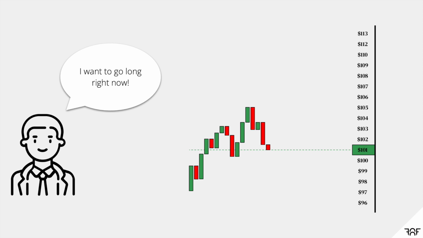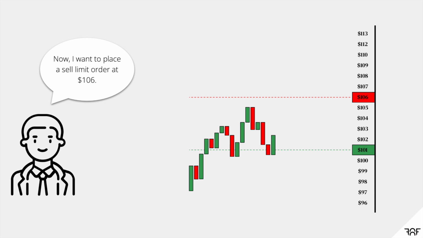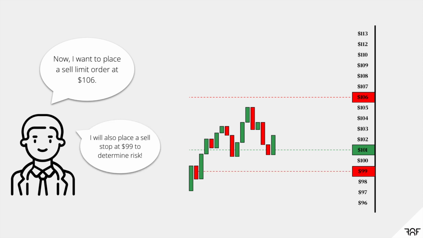Thomas soon realizes that he must find exit points for his long position and places a sell limit order at $106, which is the price Thomas is comfortable with exiting for a profit of $5. This order is represented as the dotted red line at the price level 106. Thomas also needs to determine his risk, which he decides should be $2. This means that Thomas places his sell stop order at 99, which is indicated by the dotted red line at price level 99. Now, Thomas can let price run without having to make any future decisions.